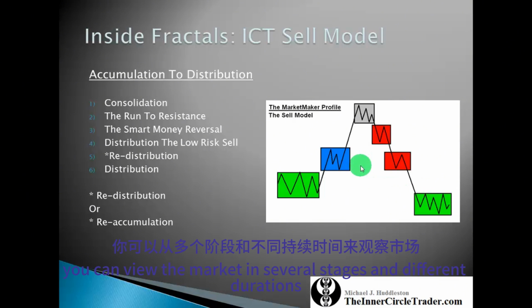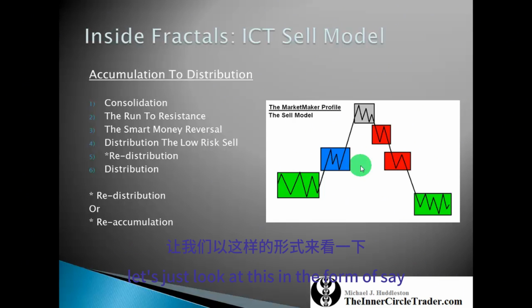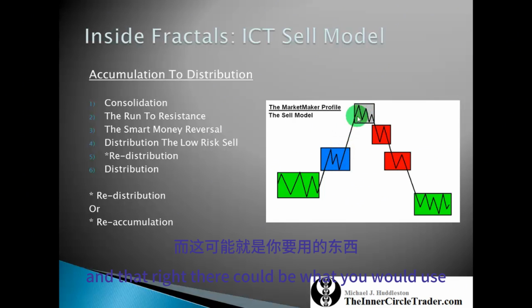You can view the market in several stages and different durations. Let's just look at this in the form of, say, an hourly chart. We could look at being a buyer in here, with the anticipation that we're going to see a move up into a level of resistance of some sort. And that right there could be what you would use just to nail down a 30 pip trade.